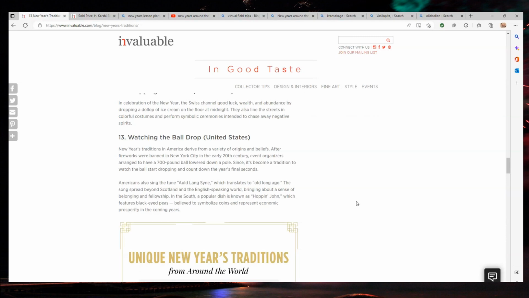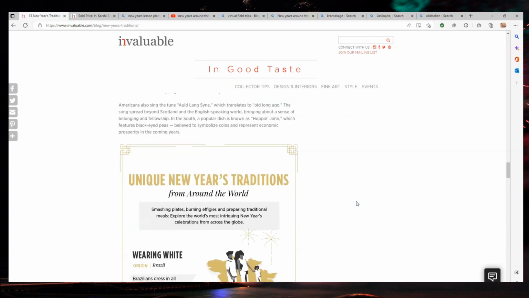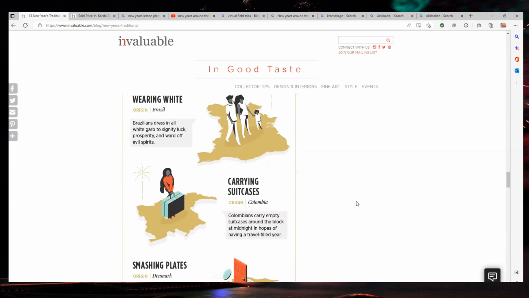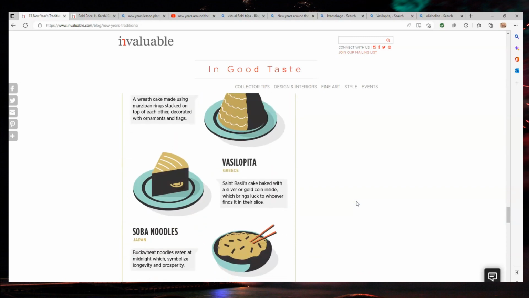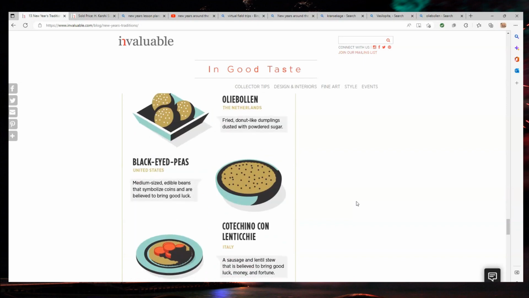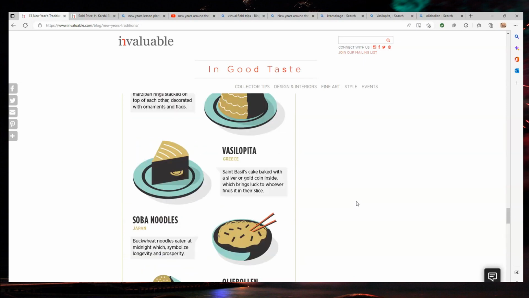In the South, a popular dish is known as Hoppin' John. Black-eyed peas symbolize coins and so forth. Wearing white, carrying suitcases, burning. And that is everything that we just went over.